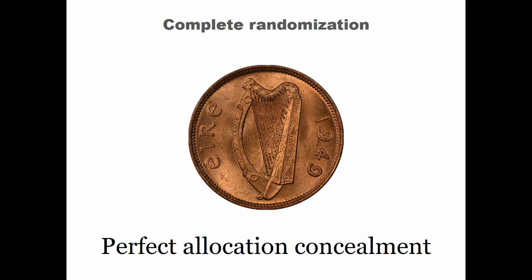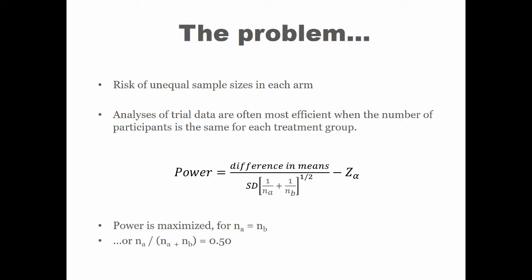And I've just made this hard-pressed case for why allocation concealment is so incredibly important. But complete randomization brings a problem. And the problem is that you get a risk of unequal sample sizes in each arm.